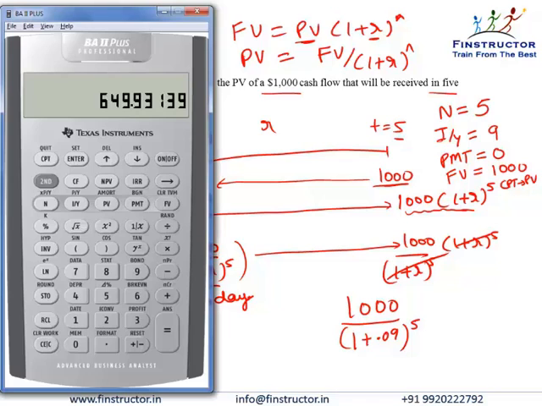So let's do it on the calculator. 1000 is the future value. Press 1000 and then press FV. 0 is PMT. Ignore PV for now, we need to compute that. 9 is the interest rate per period, and 5 is the number of periods.